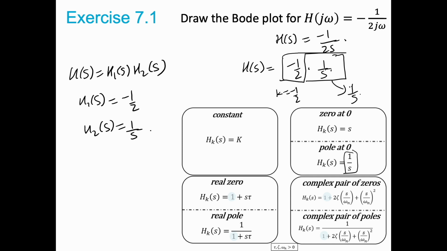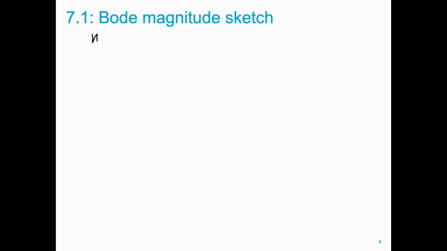Now, the next step is to sketch the Bode plots associated with each of these, that is the Bode plot for H1(jω) and the Bode plot for H2(jω). Then to get the Bode plot of H(jω), we just sum up the two plots. So let's take a look at the Bode plot for H1(jω), which, as we just saw in the last slide, is minus half.